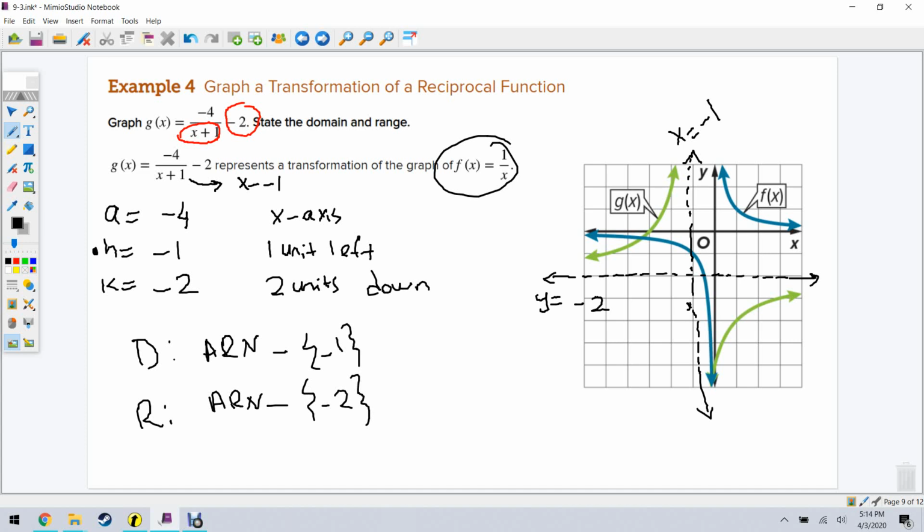One more time. -1 was your vertical asymptote, -2 was your horizontal asymptote. Basically, the horizontal asymptote is not going to be part of the range, and the vertical asymptote is not going to be part of the domain. So that's the deal. The graph is the green one, and the domain and range is this one. And here's the transformation.